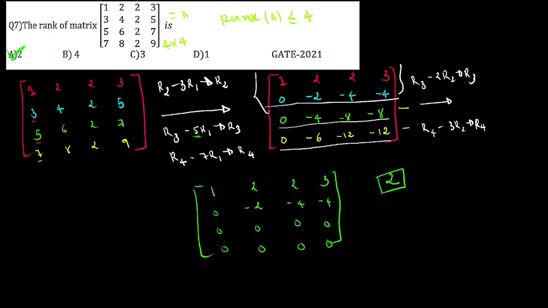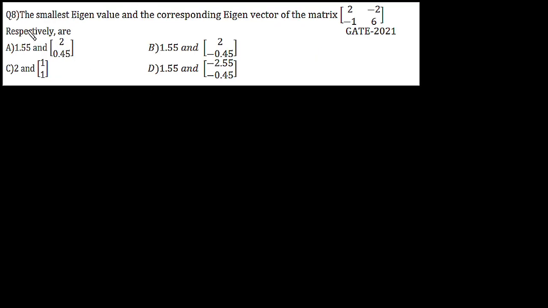Now let's move to question 8. Question 8 asks for the smallest eigenvalue and corresponding eigenvector of a 2 cross 2 matrix. The word corresponding is important here, because the eigenvector must correspond to this minimum eigenvalue. This matrix is 2 cross 2, so it has two eigenvalues. We have to select the smallest one and find the corresponding eigenvector for the smallest eigenvalue.